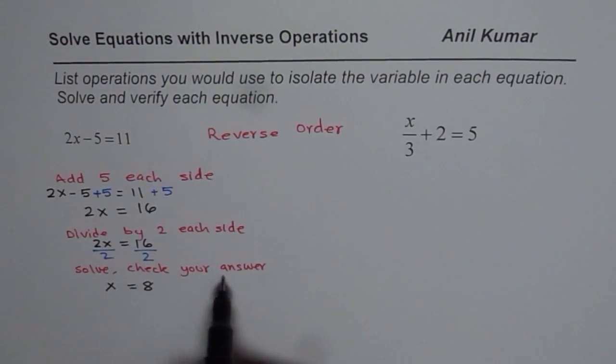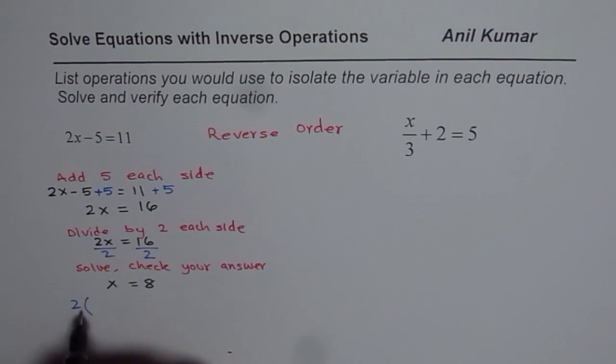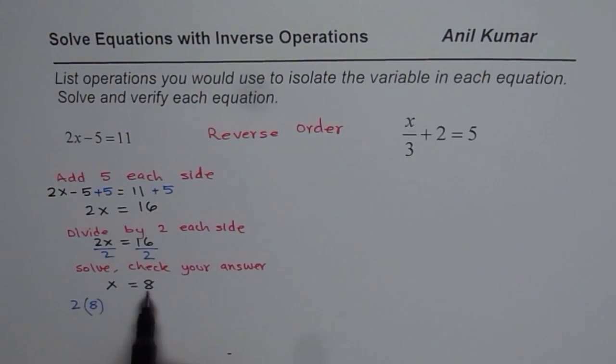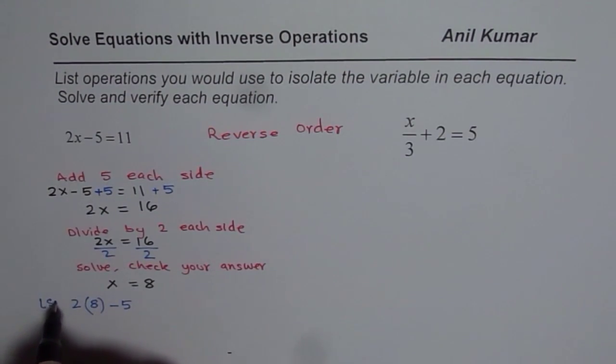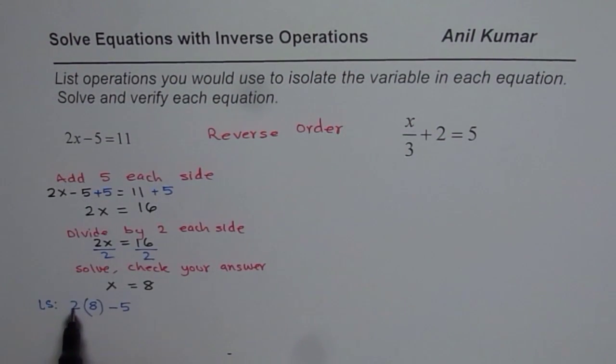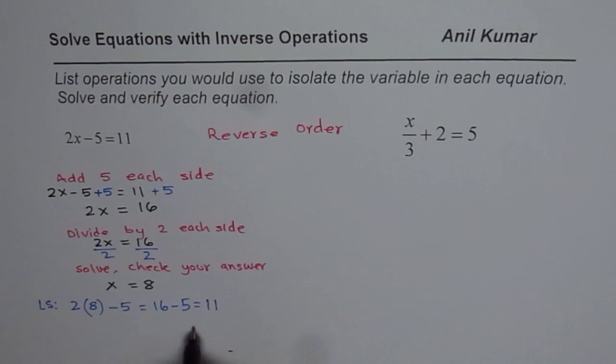Check means substitute 8, the value of the variable, back into the equation. So you get 2, I'm not using a times sign, I'm just putting it in brackets. It means substitute x as 8, minus 5. So we substitute on the left side, right? An equation has two sides, left and right. 2 times 8 is 16. So it gives us 16 minus 5, which is indeed 11. And that you can see is the right side. So if the left side is equal to the right side, the equation is true. You get the idea, right?